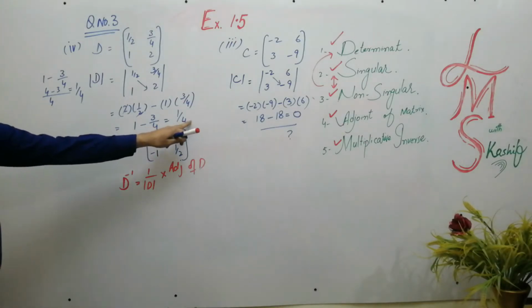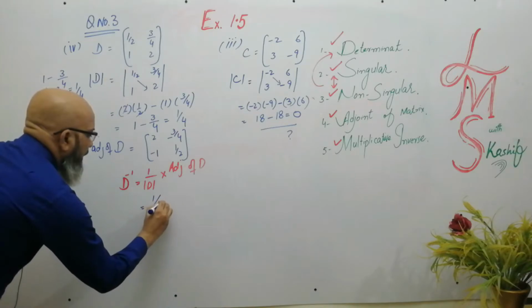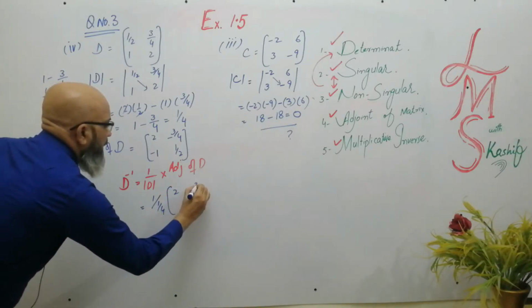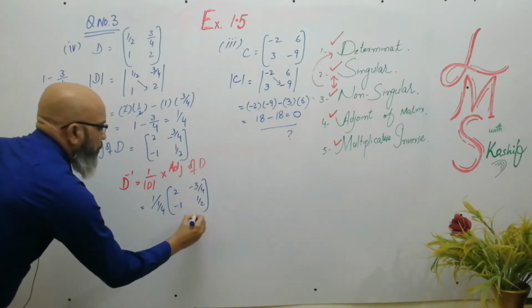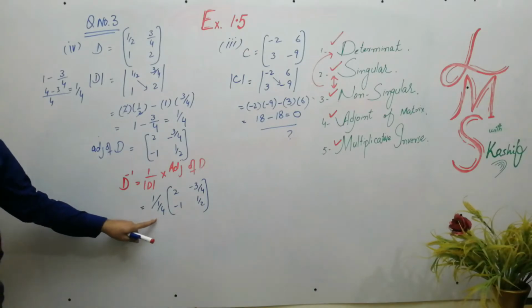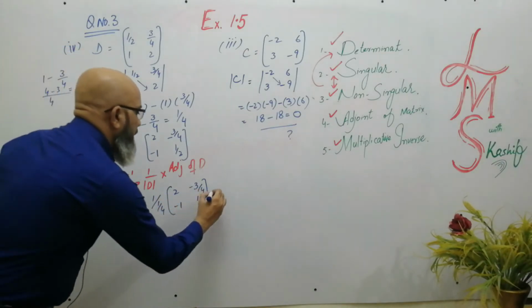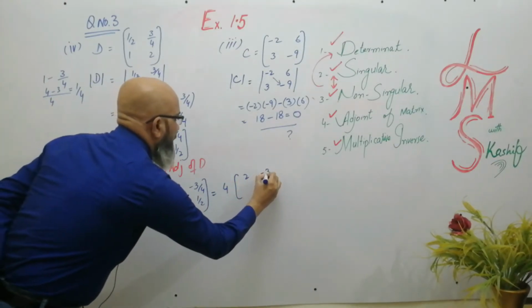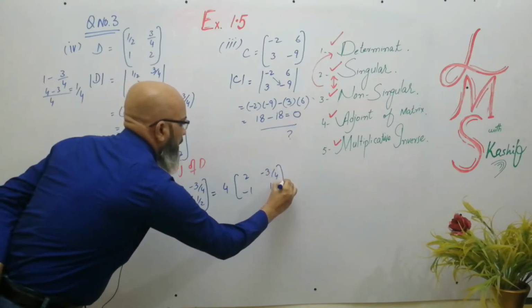So what is its value? 1 over 1 over 4 multiplied by 2 minus 3 over 4 minus 1 and 1 over 2. This is 1 over 4 in the denominator. When it will multiply, we will change this into reciprocals, means 4 multiplied by 2 minus 3 over 4 minus 1 and 1 over 2.